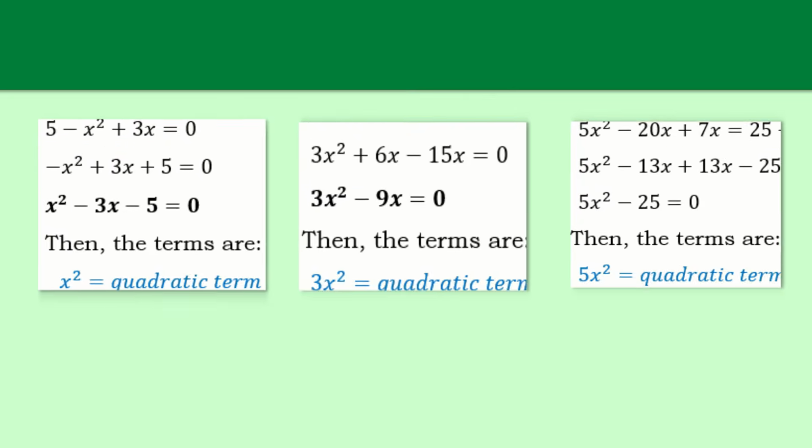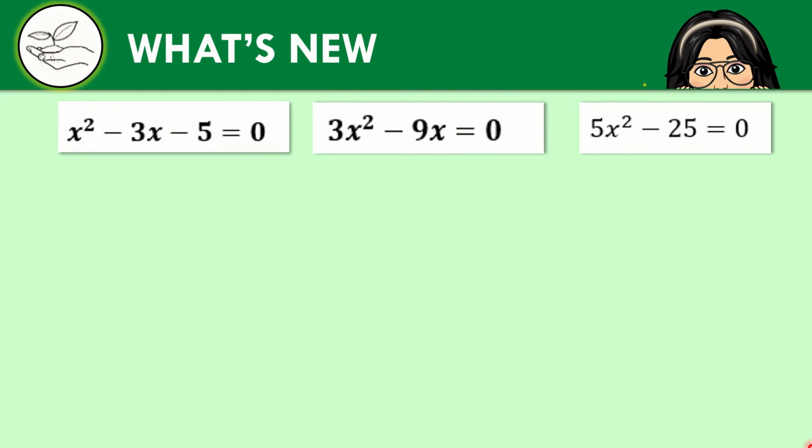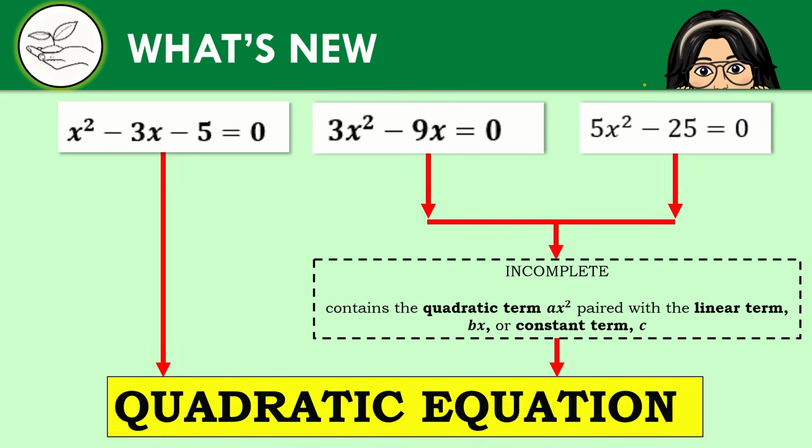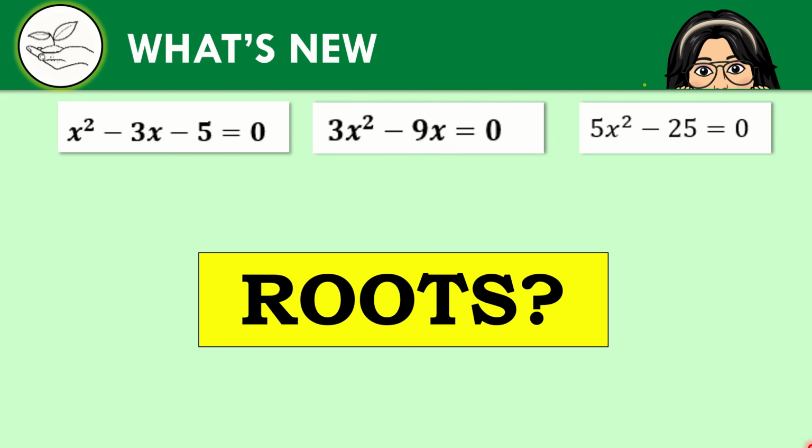Now what's new? Looking at our 3 examples and focusing on the quadratic equations, these 2 equations are incomplete because they only contain the quadratic term ax squared, and it's being paired with the linear term or a constant term c. So this one is being paired with a linear term and this example is being paired with the constant term. Now, all of these examples are still quadratic equations. Now, how do we solve for its roots? How do we solve for the specific value or the solution of x in these quadratic equations?